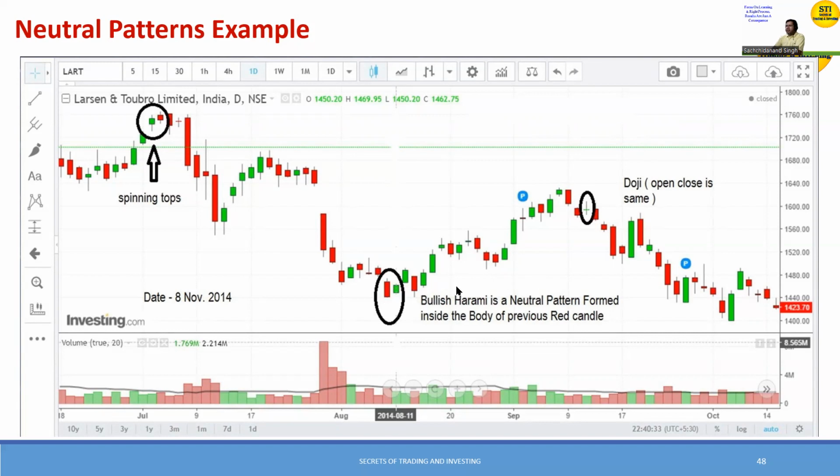So if the first is red and the second one is green, it will be a bullish harami. If the first one is green and the second one is red, it will be a bearish harami. But in both conditions, these are neutral candlestick patterns. That means they are not suggesting anything, either bullish or bearish. So we can simply wait in this situation for trading. When the next clear candle formation happens, based on that we can decide on trading or investing.